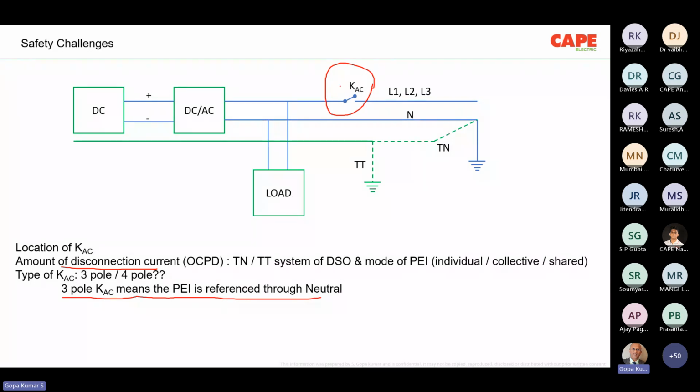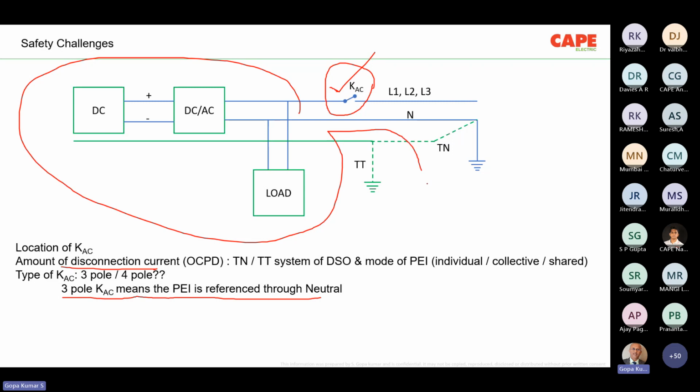Imagine the KAC is in off condition. So the switch, as shown in the figure, is off. But since it is a 3-pole switch, the entire system here is referenced through the neutral. So there is a fault return path. There is a reference in case of a 3-pole switch.